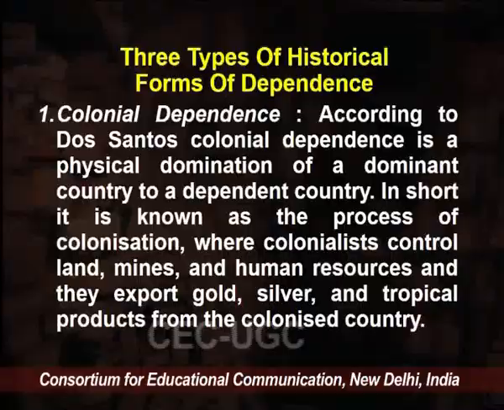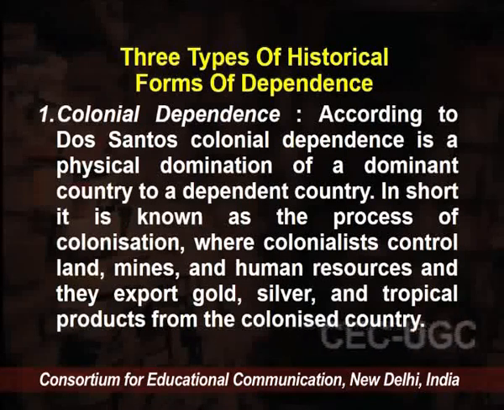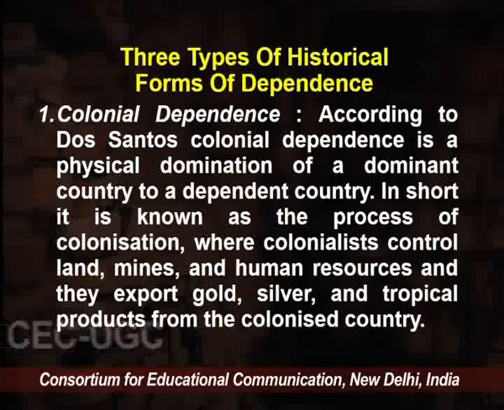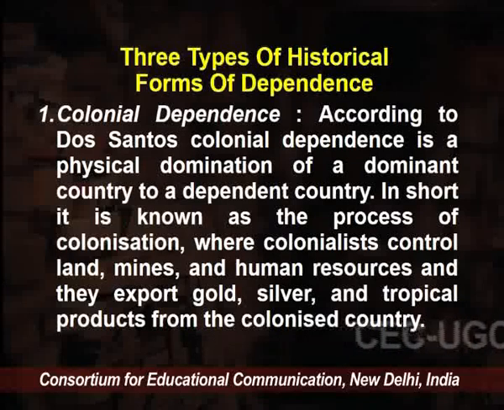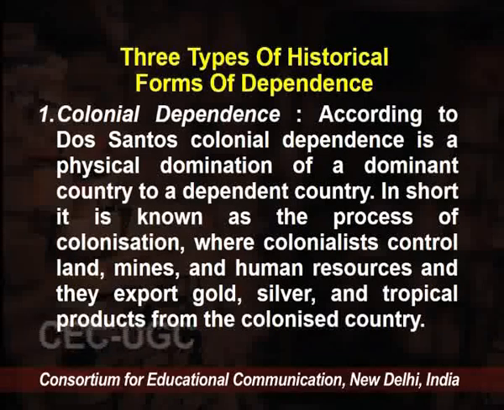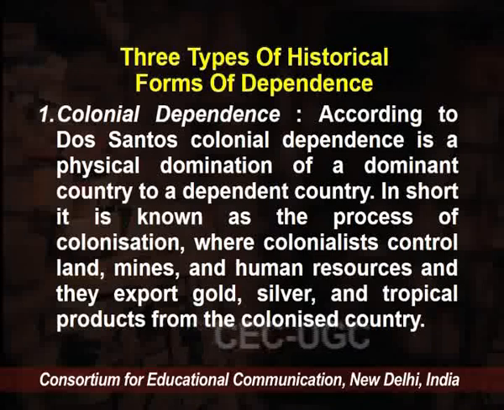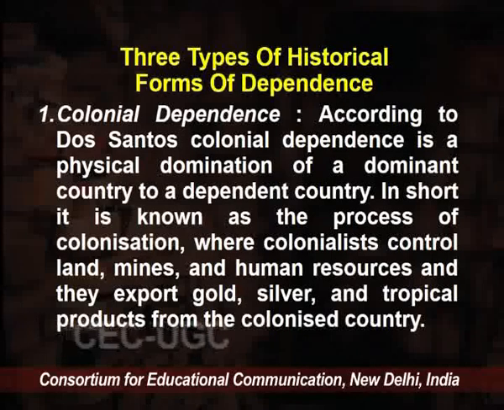Now, Dos Santos gives three types of historical forms of dependency. One is colonial dependence, which we have understood in terms of the complete dominance of the colonial countries over the economy, the political system, and to a large extent even the social and cultural practice. It is basically the process of colonization, in which you have a complete monopoly over the social, economic, and political conditions of the dependent country.